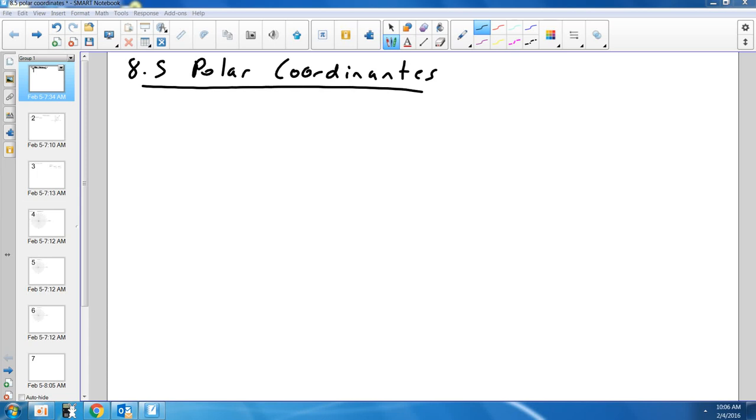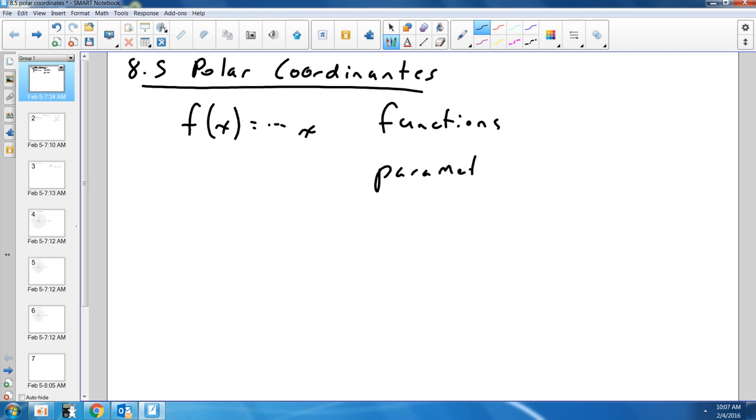Today, at this point, we've talked about functions. Functions are in terms of x, so you'd have f of x is equal to something in x, like 2x. And then we also did parametrics, and parametric is where we had x in terms of t and y in terms of t.